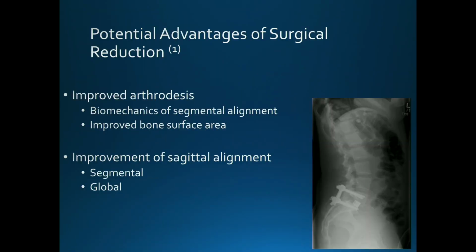So what's the real advantage to reducing a high-grade listhesis? I think improved biomechanics for arthrodesis, loading an anterior column, having better bone surface areas, not expecting a fusion in tension, better segmental and global alignment.